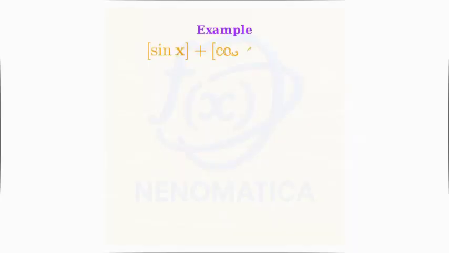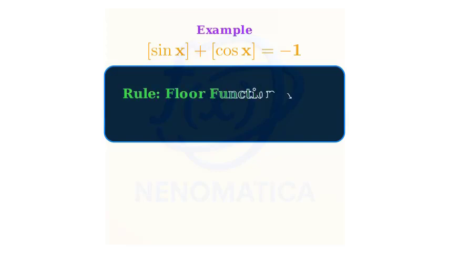The problem is floor of sine x plus floor of cosine x equals -1. To analyze floor expressions, remember the key rule for the floor function. If the floor of u equals n, then n is less than or equal to u, and u is strictly less than n plus 1.